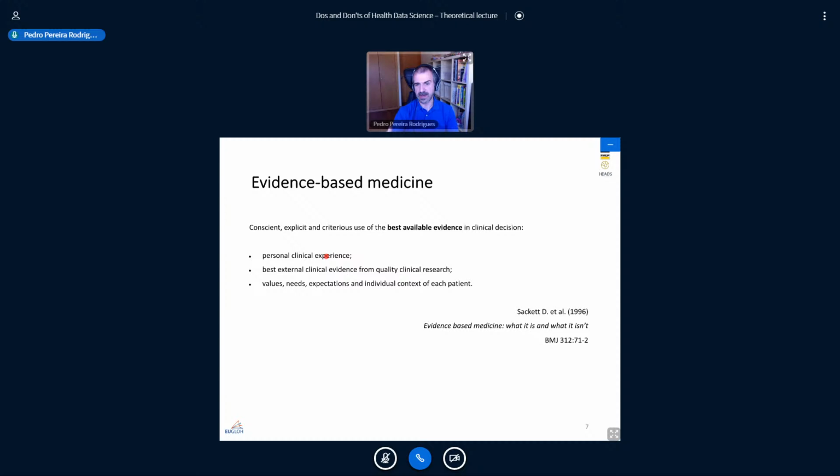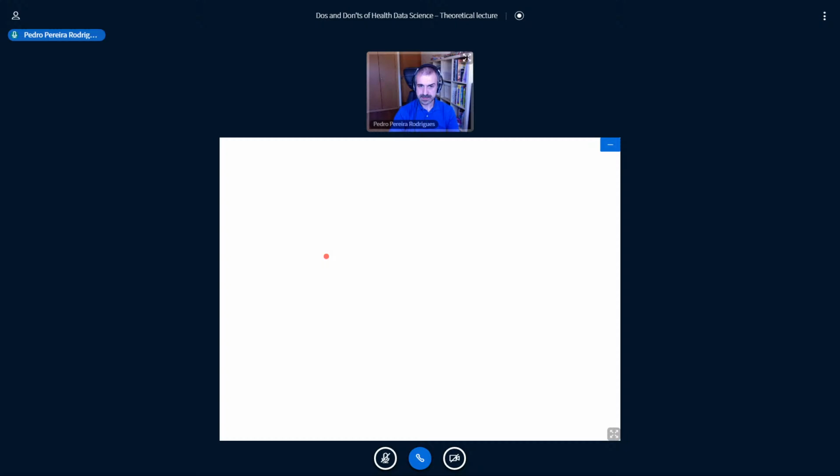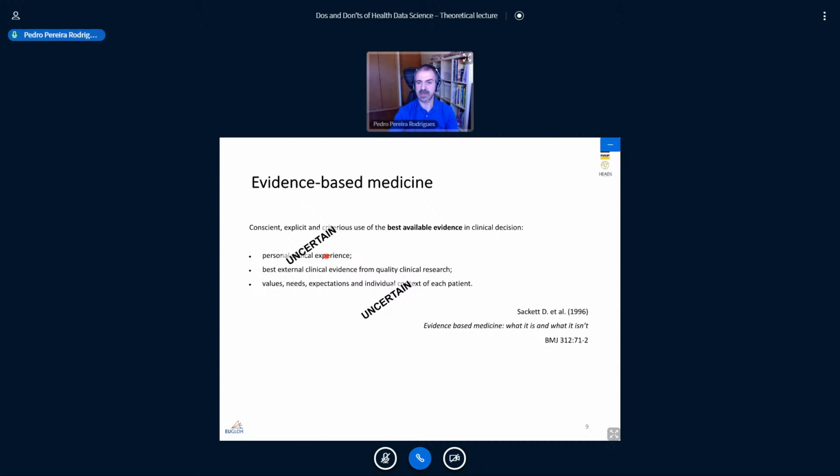And the problem is that if you want to help in this decision, we need to find exactly where the uncertainty is. Of course, the personal clinical experience is rather uncertain because it will be dependent on one single individual. Also, the values, needs, expectations, and the individual context of each patient will be really uncertain if you want to generalize the decision, because it will depend a lot on whom you are trying to help at a precise moment. So usually you focus on the clinical evidence from quality clinical research as the less uncertain piece of evidence to use in evidence-based medicine.